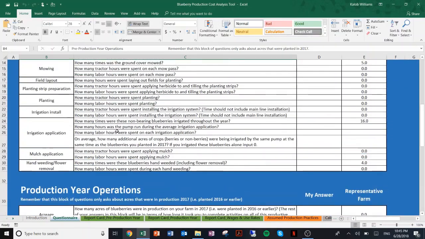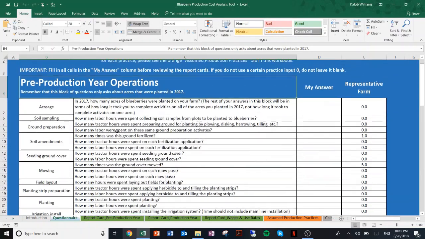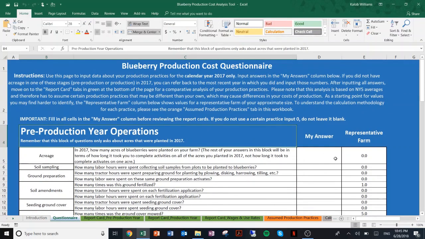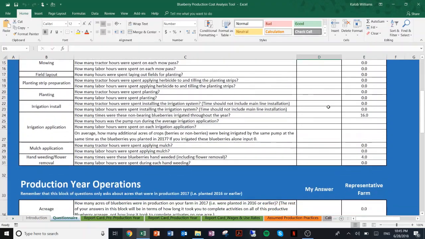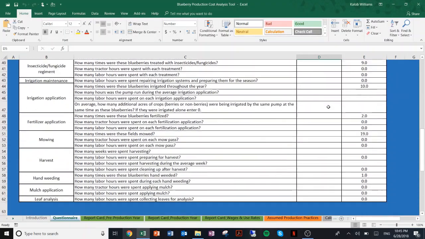So that's the layout of the page. You'll notice over here that you have two columns. There's a My Answer column and a Representative Farm column. This is the only column in the entire workbook that you will be entering information into.